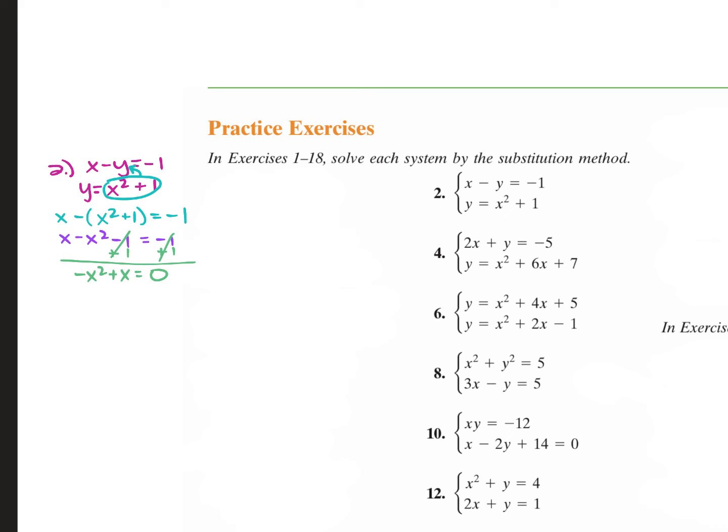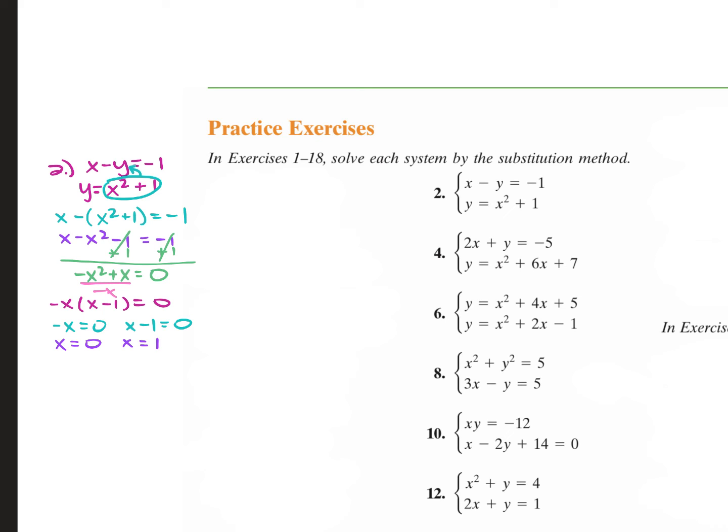You're going to factor out a negative x from this. So this gives you negative x times (x minus 1) is equal to 0. Set these both equal to 0 and solve them. You're going to get that x is equal to 0 and x is equal to 1.